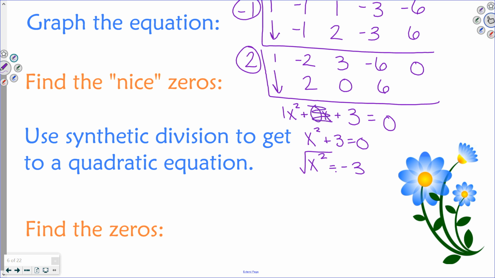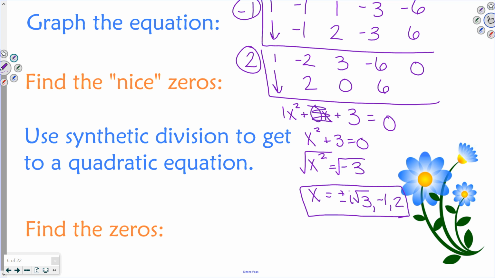We'll take the square root of both sides. So what does x equal? Plus or minus i radical 3. -1 and 2. Of course. That stuff follows you all year long.